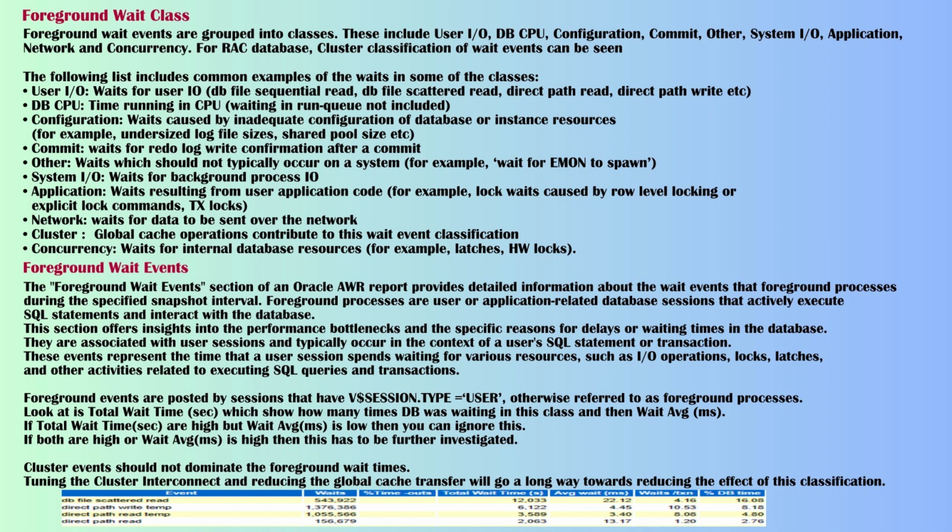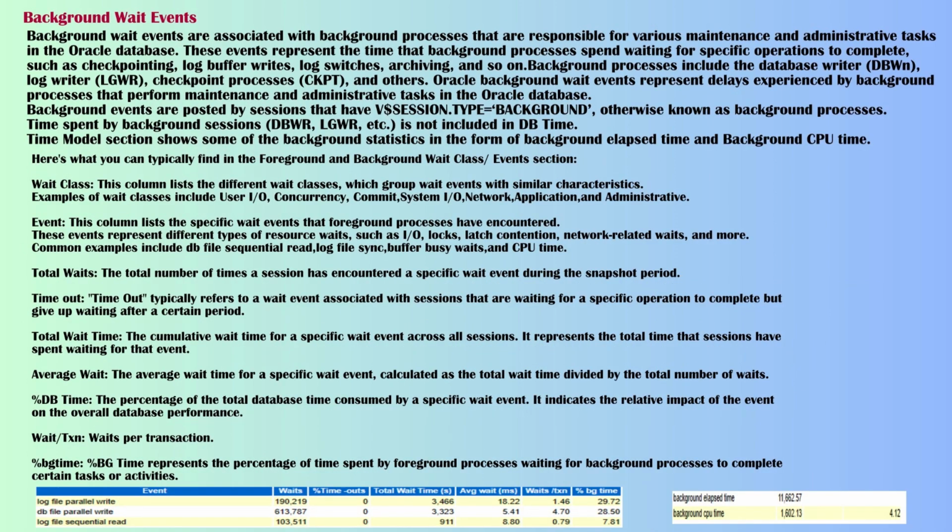Look at the total wait time in seconds, which shows how many times the DB was waiting in this class, and then the wait average in ms. If total wait time is high but wait average in ms is low, then you can ignore this. If both are high or wait average is high, then this has to be investigated further. Cluster events should not dominate the foreground wait times. Tuning the cluster interconnect and reducing the global cache transfer will go a long way towards reducing the effect of this classification.